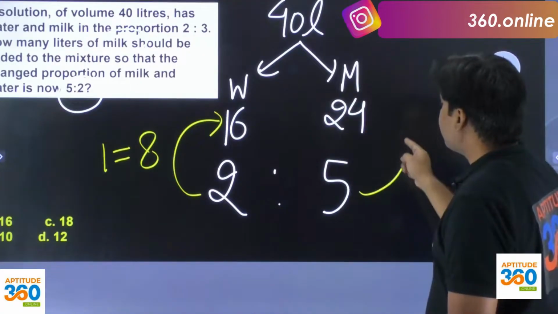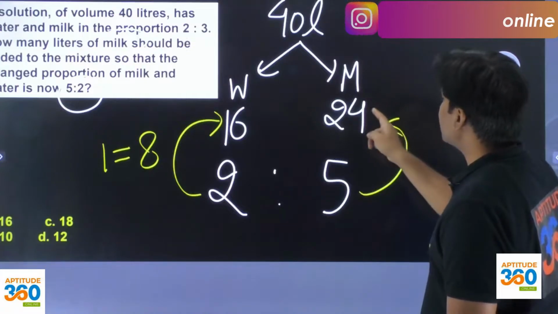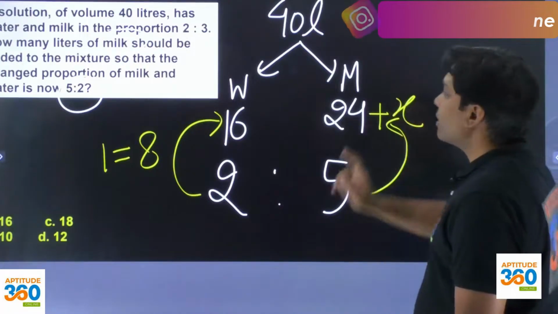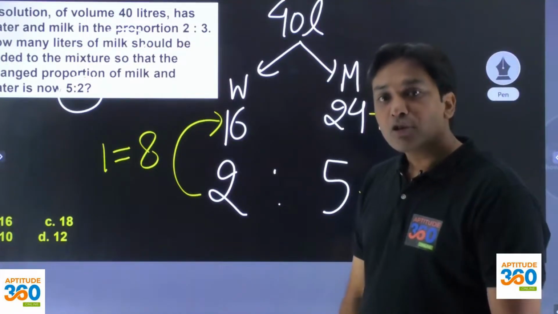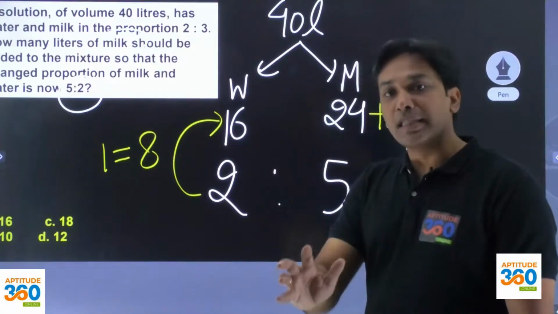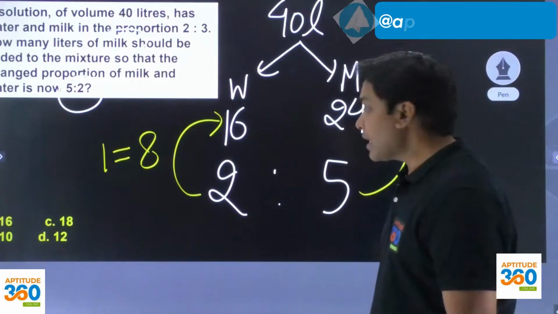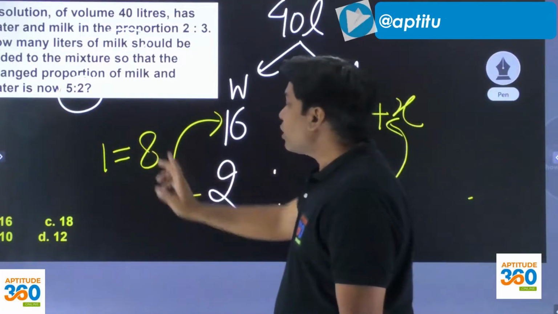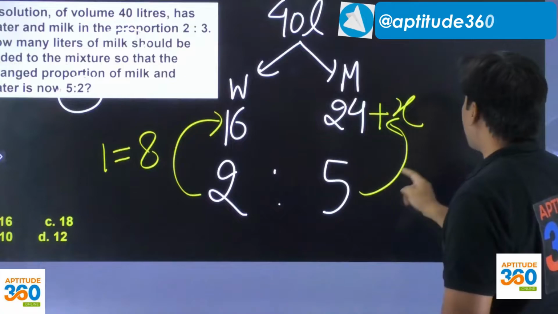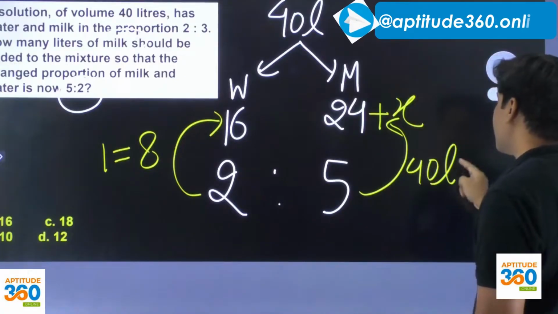And what is 5 part? 5 part has to be some, because you're going to be adding milk. So how much milk are we adding? Say x liters of milk we are adding, and it becomes 24 plus x. So if one part is equal to 8 liters, its 5 part is going to be how much? 40 liters. Did you understand what is that I'm trying to say?